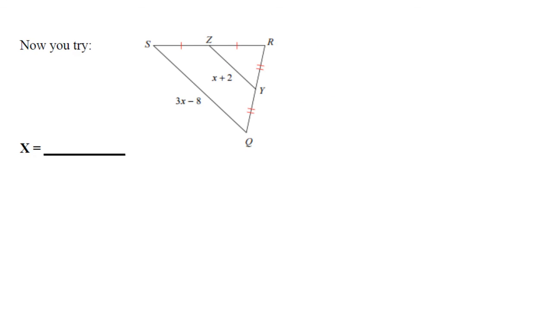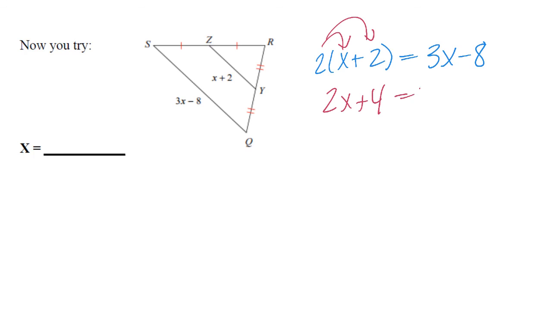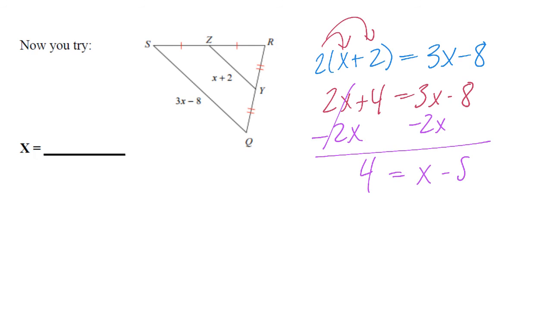Try this problem using the same thing and then hit play once you're done to check and see how you did. All right, if I do 2 times the midsegment, which was x plus 2, set it equal to 3x minus 8. I'm going to distribute. So I get 2x plus 4 equals 3x minus 8. I'm going to minus the 2x. 4 equals x minus 8. I'm going to add the 8. X equals 12.